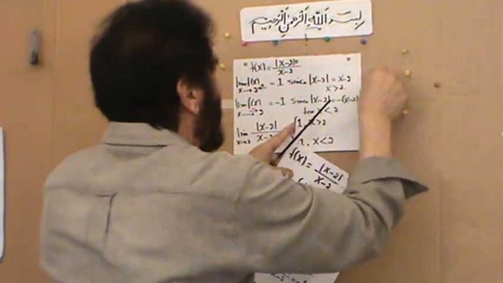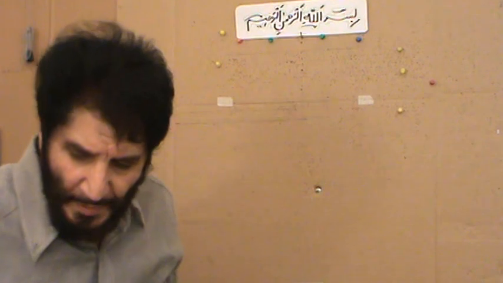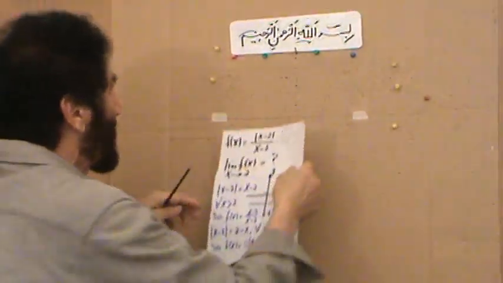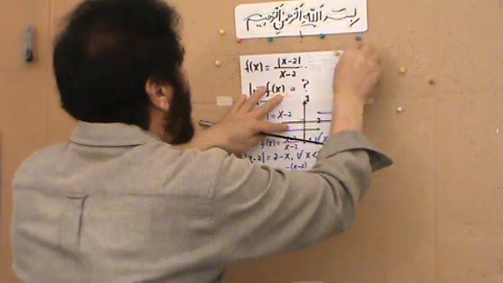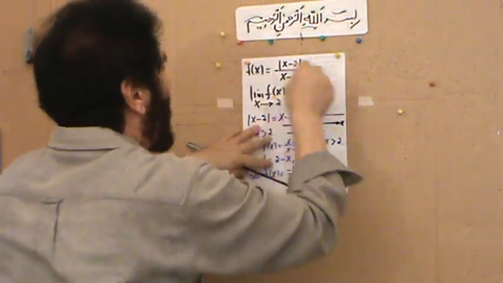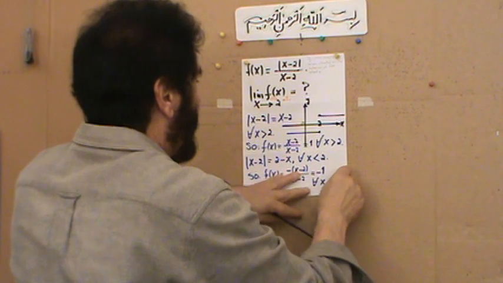So in that case, we say that because the limit should be unique, uniqueness is very important in mathematics. Should be unique, in that case we say the limit does not exist as x approaches 2.